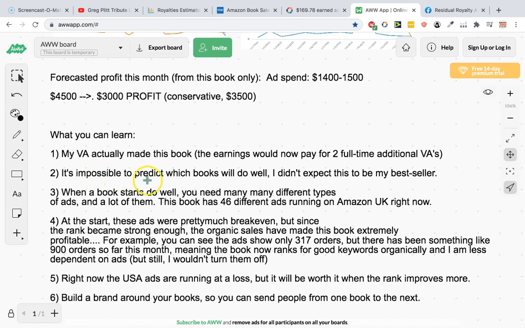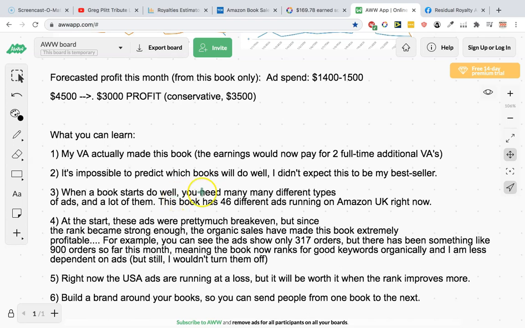2, it's impossible to predict which books are going to do well. I really didn't expect this to be my bestseller. I just released it. Luckily, I already had a book selling under that pen name doing quite well, but I didn't expect this to actually sell better than the previous one. But it's really good to have both books doing well simultaneously. And that just shows you the importance of having a brand and being able to send people from one book to the next on Amazon.